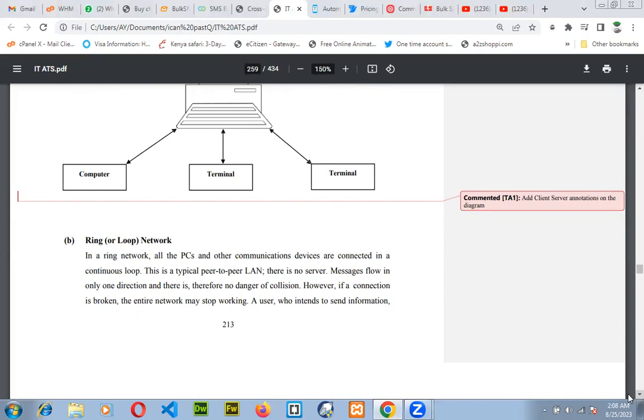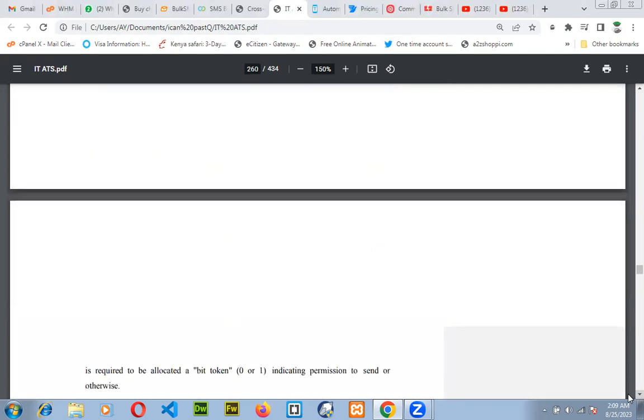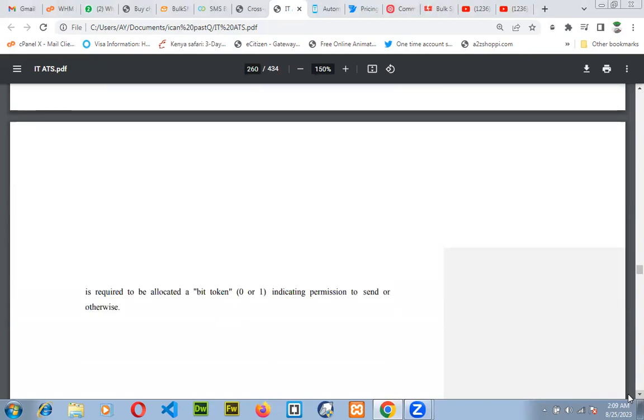In a ring network, all the computers and other communication devices are connected in a continuous loop. This is a typical peer-to-peer network. So the peer-to-peer network uses the ring topology. There is no server. Messages flow in only one direction, and there is therefore no danger of collision. However, if a connection is broken, the entire network may stop working. A user who intends to send information is required to be allocated a bit token, 1 or 0, indicating permission to send or otherwise.